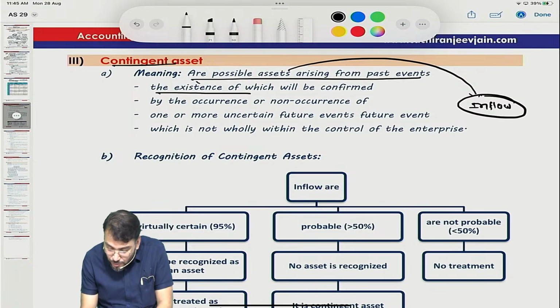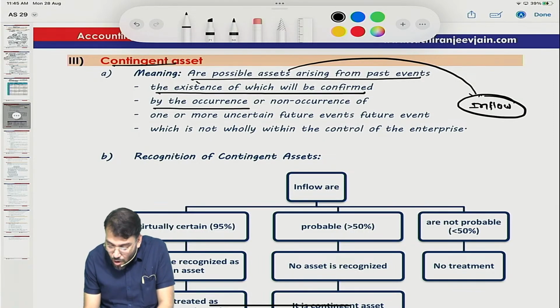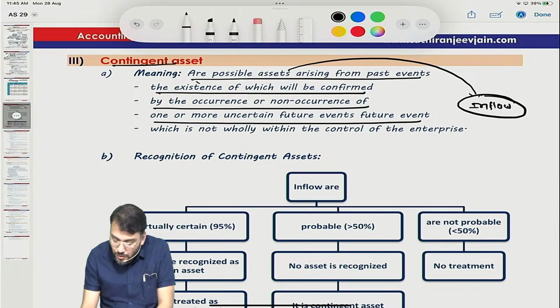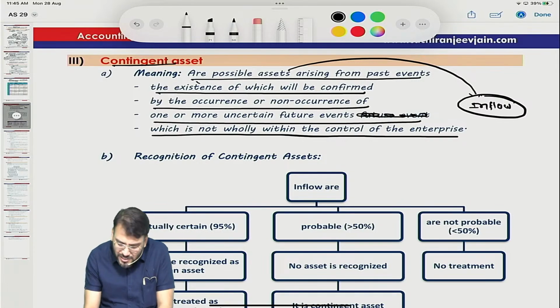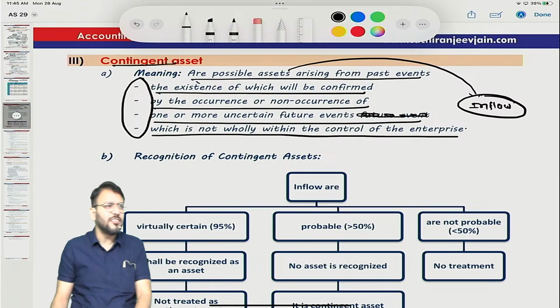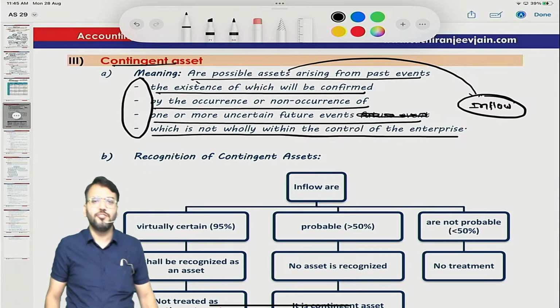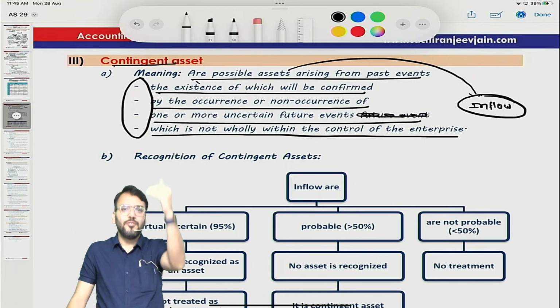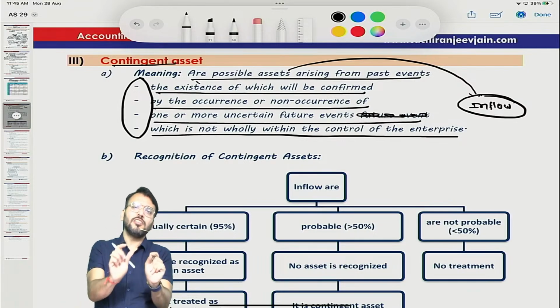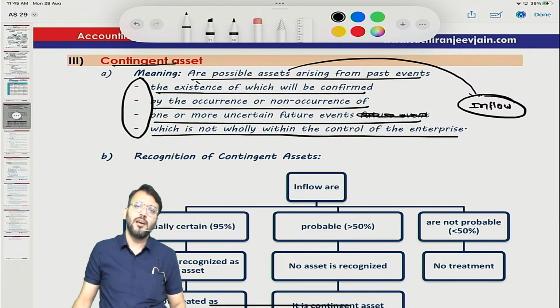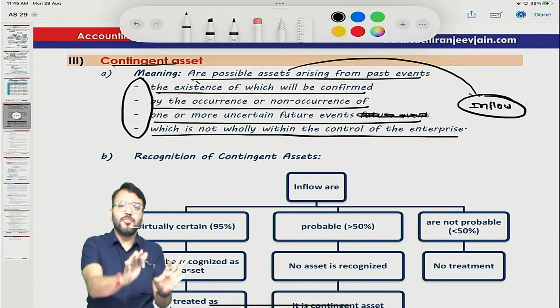So, the existence of which will be confirmed by the occurrence or non-occurrence of one or more uncertain future events which are not wholly within the control of the entity. You have understood, this is nothing but from the definition of contingencies. The key term was: it is a possible asset arising from a past event.